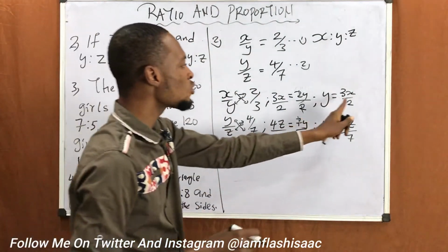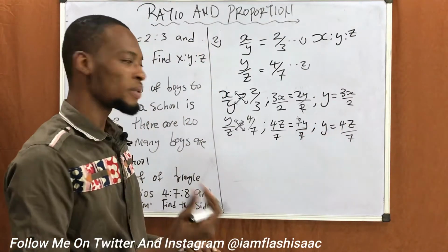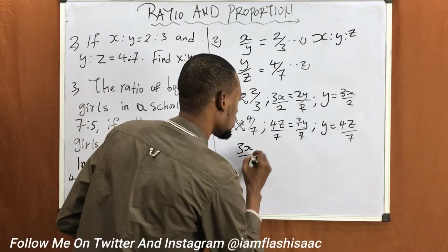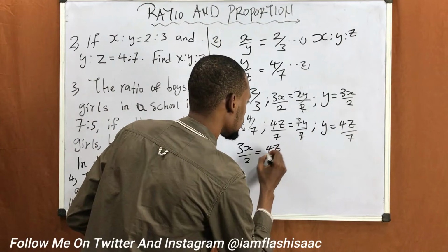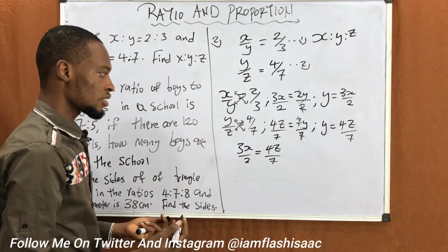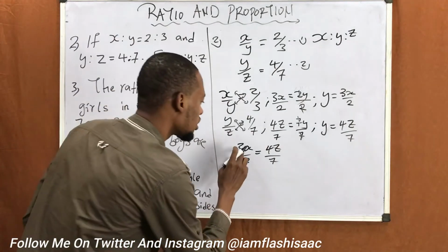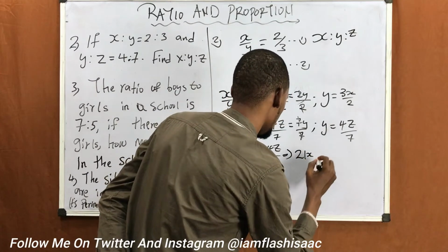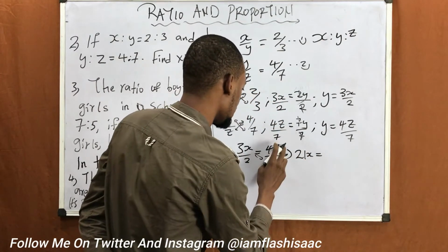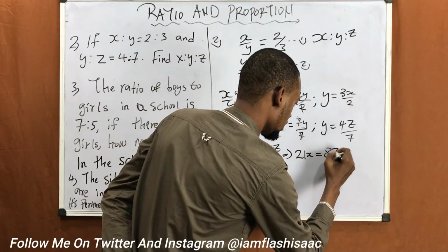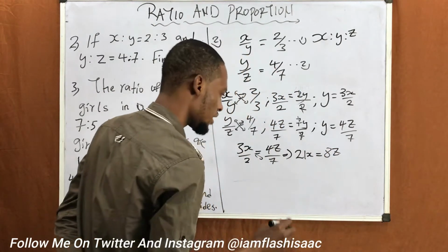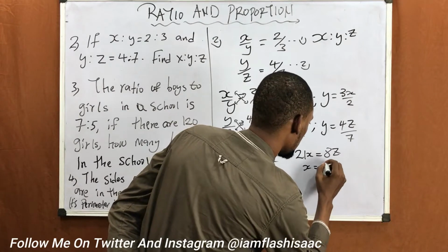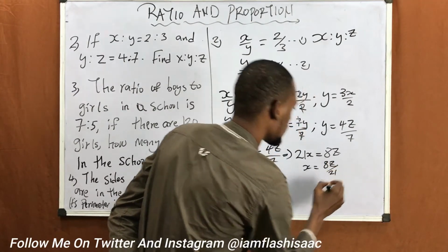Good. Y equals this and Y equals this. This implies that this equals this. Therefore, 3S/2 equals 4Z/7. So we still cross multiply. 3S times 7 will give you 21S, equals 2 times 4Z, which will give you 8Z. Therefore, S equals 8Z over 21.